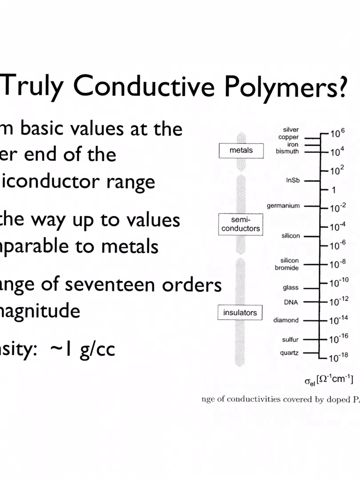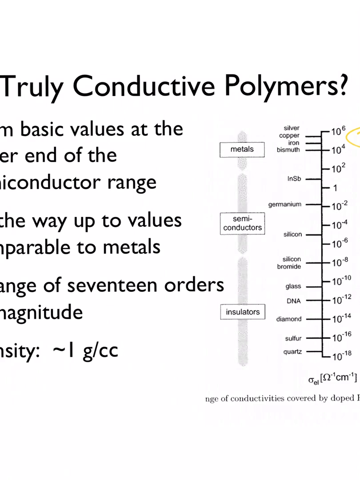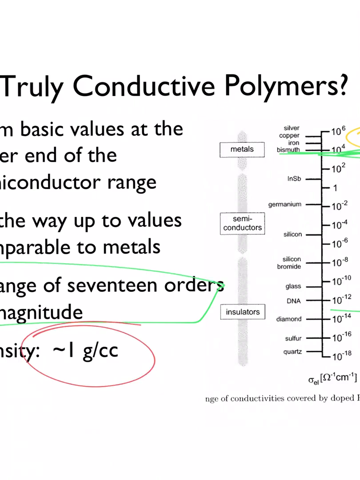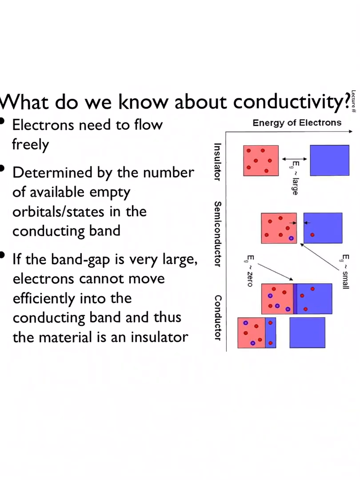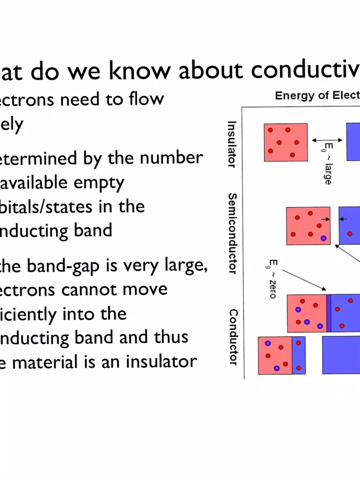And so you can get, with polyacetylene, with the right levels of doping with this particular polymer structure, conductivities that range up to bismuth or iron, not quite copper, but pretty close, all the way down to what's normal for polymers. 17 orders of magnitude, all at the cost of a density of 1 gram per cc, because it's polyacetylene. There's nothing in there but carbon and hydrogen. All right, so instead of 9 grams, we're at 1 gram per cc. So this sounds like good stuff. And of course, what do we know about conductivity? Electrons need to flow freely in the context of these structures.